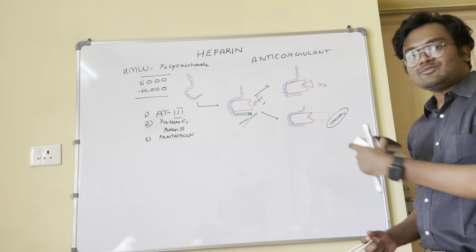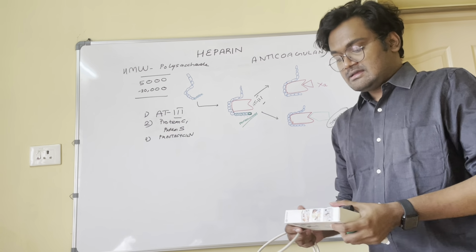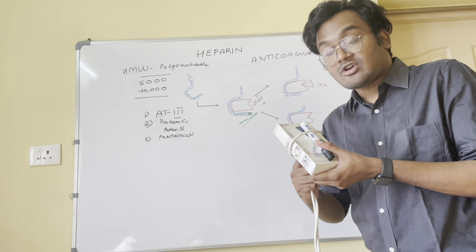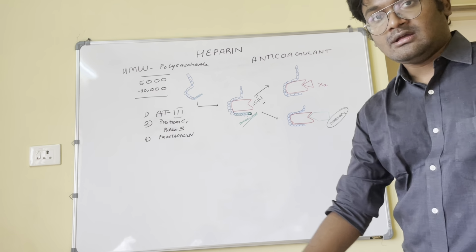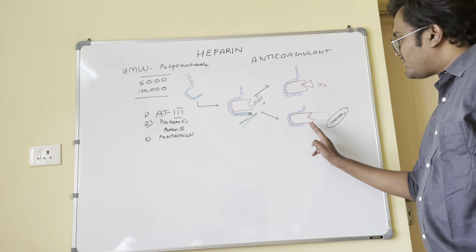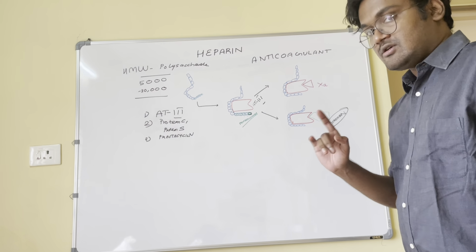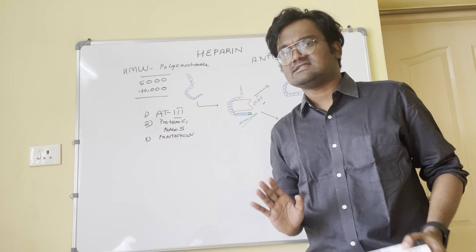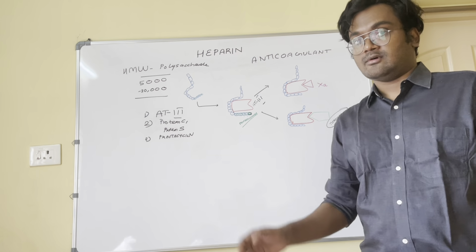However, factor 10A is a small substance. Let's imagine this marker as factor 10A. This will be able to bind easily. Even a shorter chain will be able to bind factor 10A effectively. But it needs a longer chain to bind thrombin and antithrombin. So for thrombin and antithrombin to bind, we need a long chain of heparin. But for factor 10A to act, a shorter chain is just enough. So this is the first basic point you need to understand about heparin.